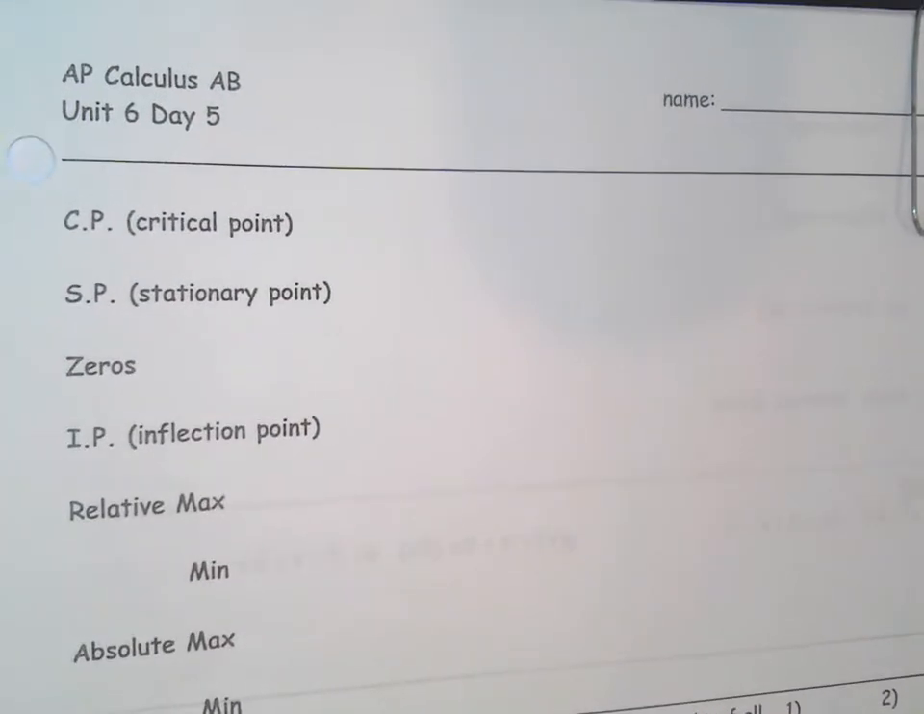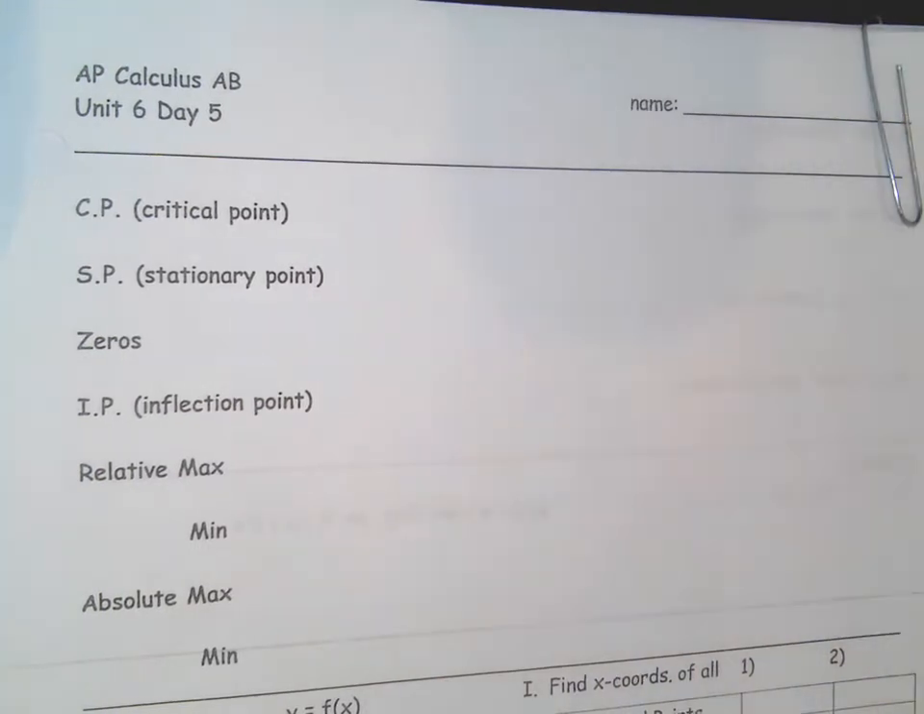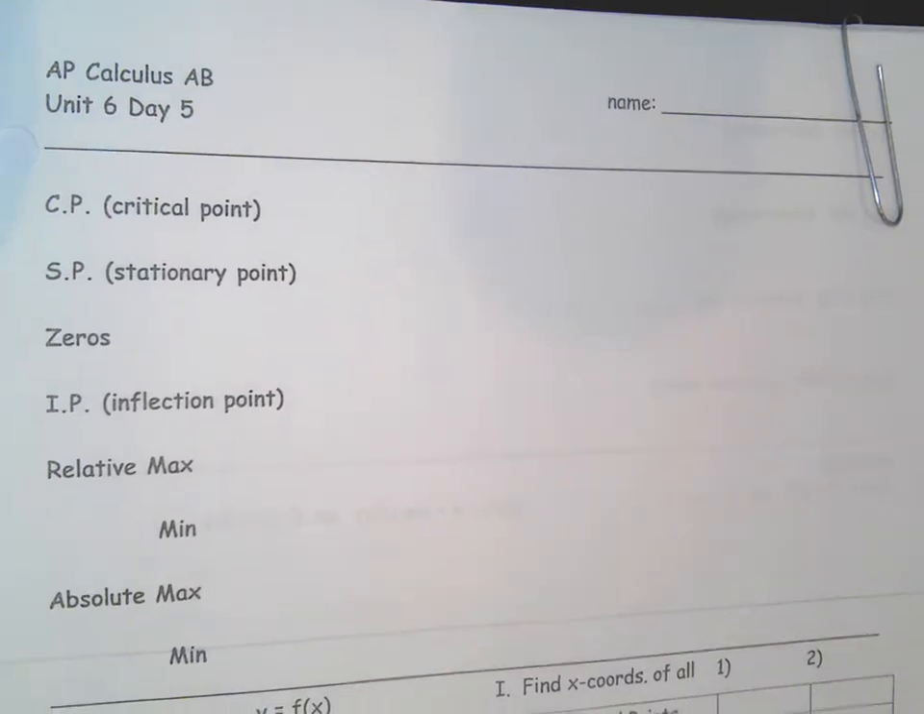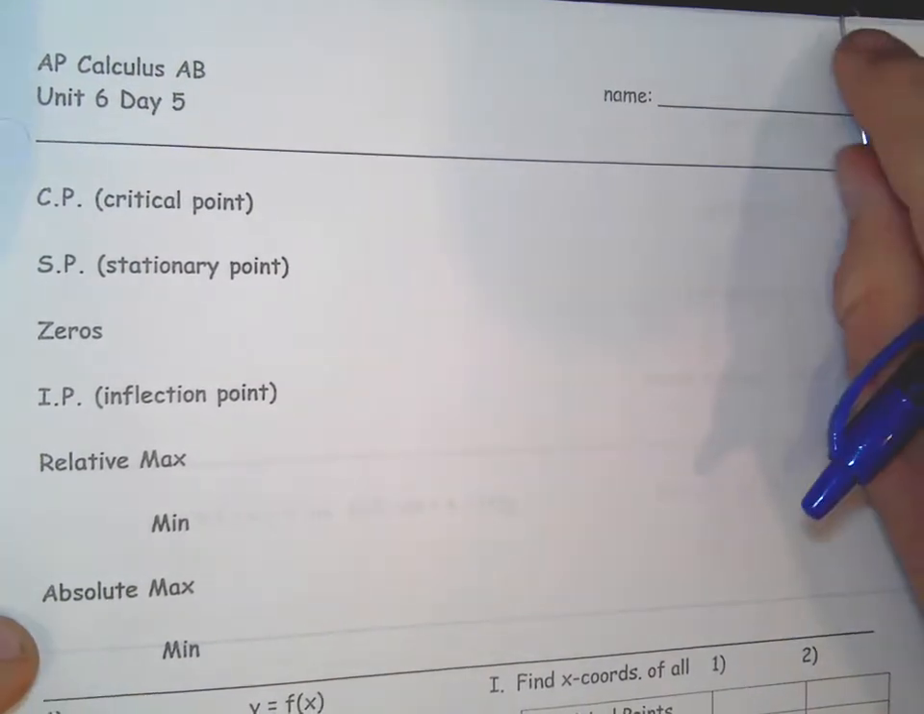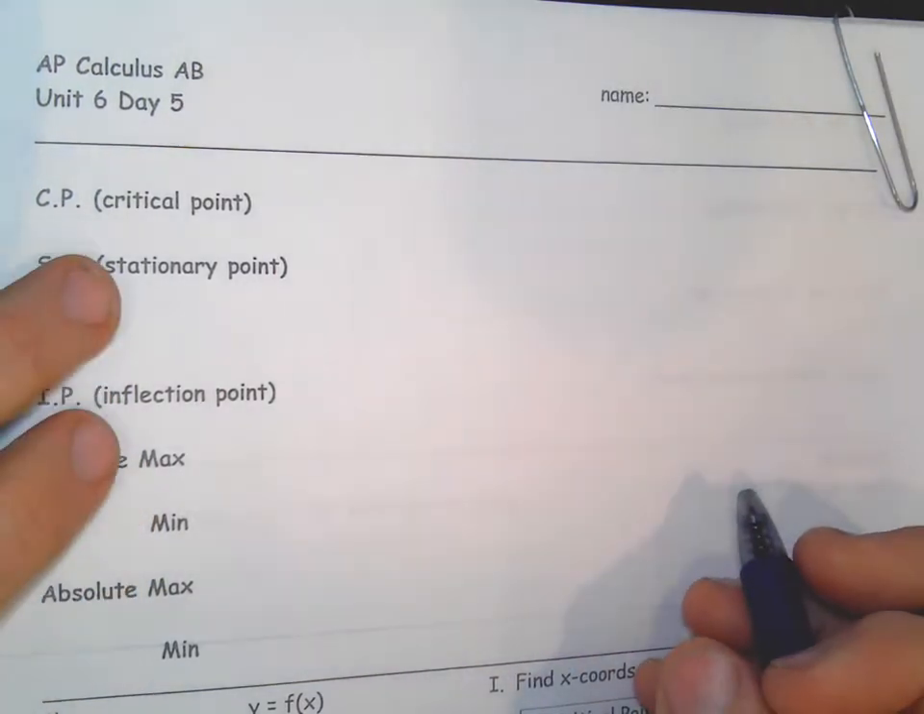Okay, AP Calculus AB, Unit 6, Day 5, lesson. So let's see, we're going to go over some of the important points. Some of these we've talked about before, more than others. And just to start to get familiar with the terminology. So CP is for critical point.